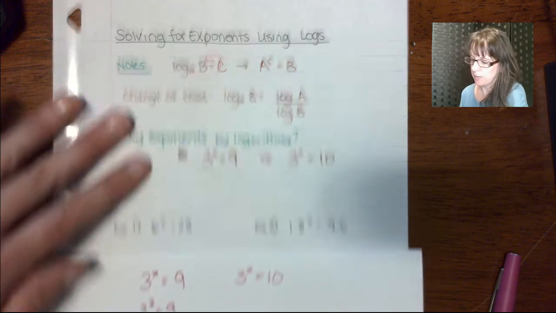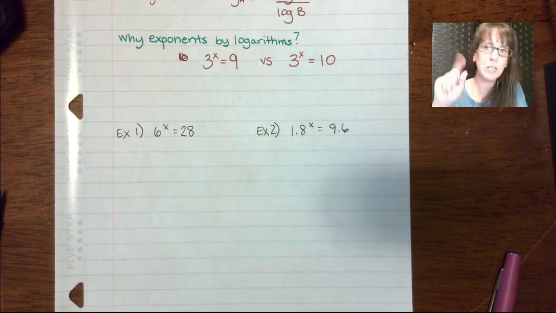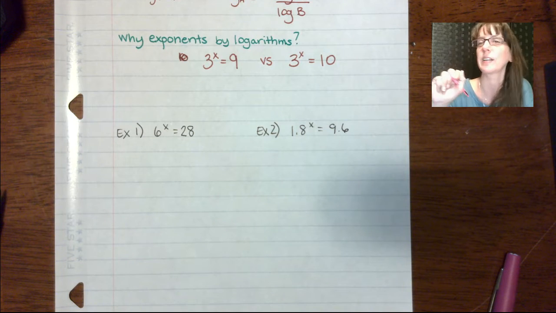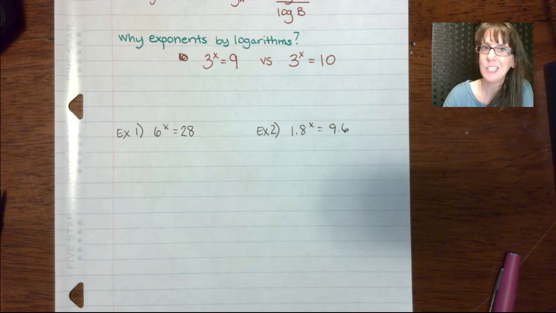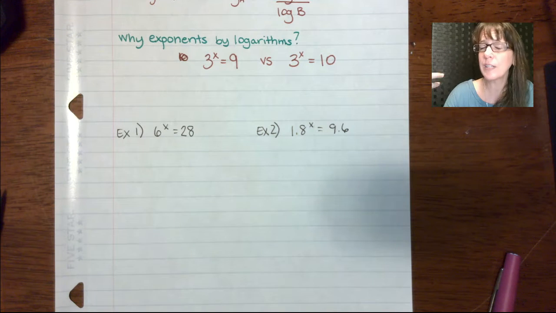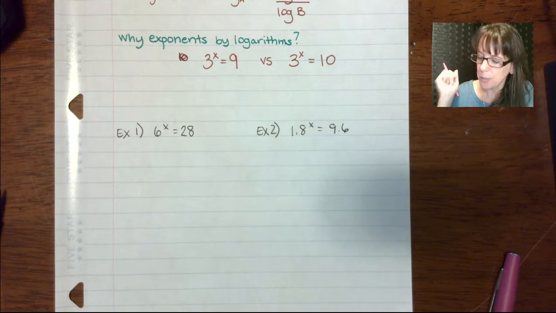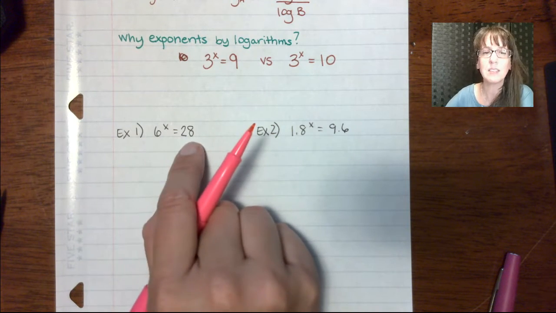Okay, so let's start with an example. We have 6 to the x power equals 28. The first thing you want to ask yourself is, is 28 a friendly number? Can I get it to a base 6? Sure we cannot. We can do 6, we can do 36, things like that, but we can't do 28. So what we're going to have to do is put this into logarithmic form.